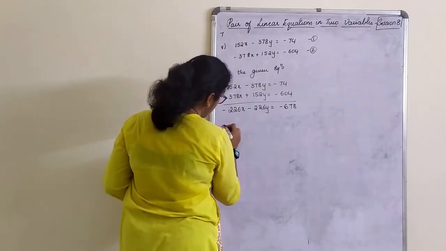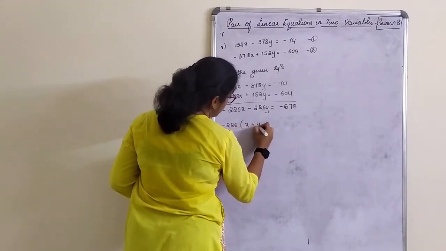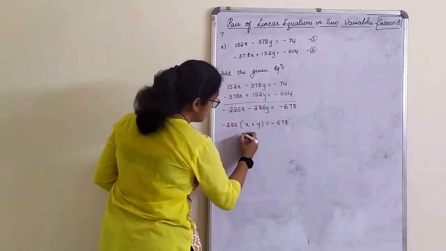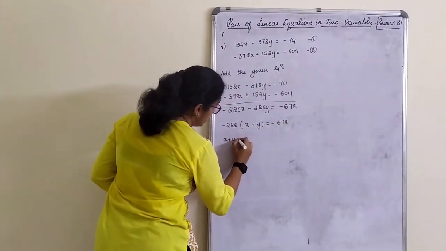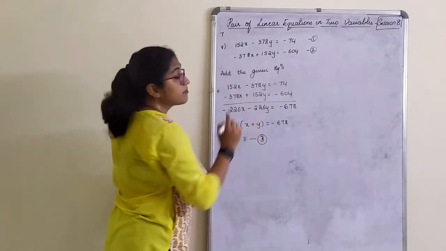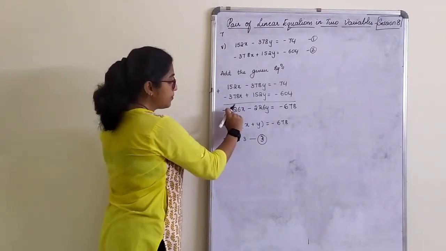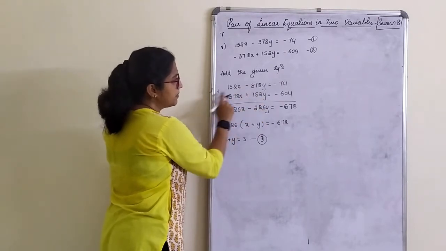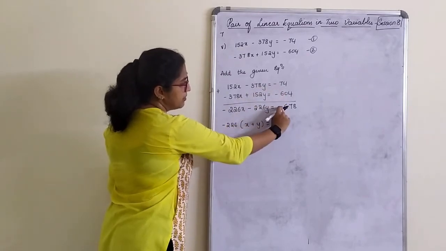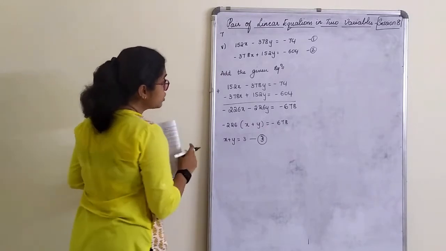Minus 226 if you take common, x plus y is equal to minus 678. Bring this 226 down. x plus y is equal to 3. Equation 3. Isn't this equation very simple? We actually take a minus sign, subtract it here. Here also we subtract it. We are adding it, but that means minus sign is there, so subtract. So you get this. Next one.